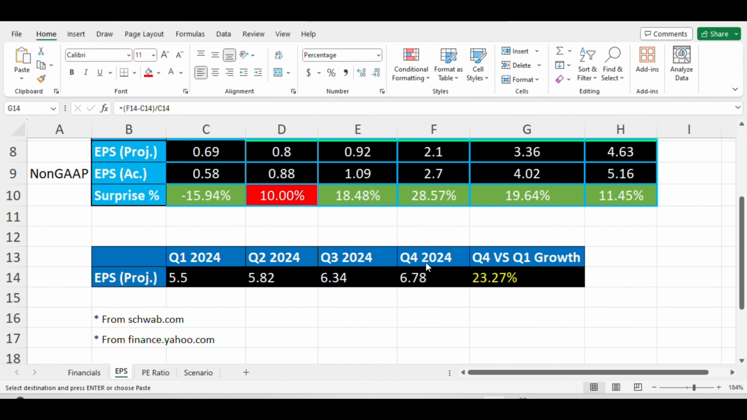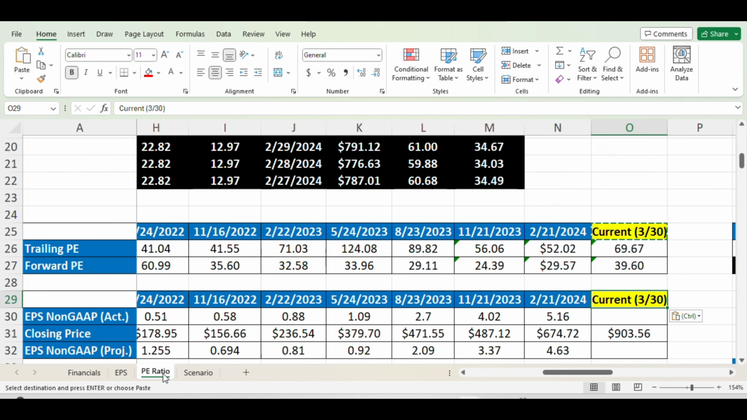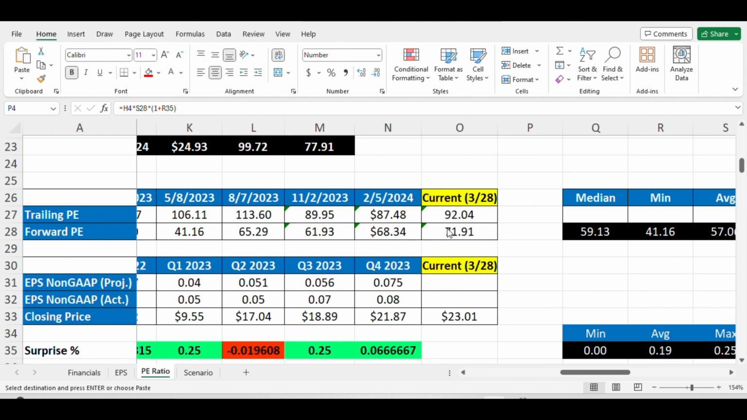Now talking about the forward PE ratio for Nvidia, let's take a look. Nvidia forward PE at this point is 39.6 compared with Palantir, that is 71.91 for Palantir. So Palantir price to earning is much higher than Nvidia. So this tells me that Palantir is overvalued compared with Nvidia.